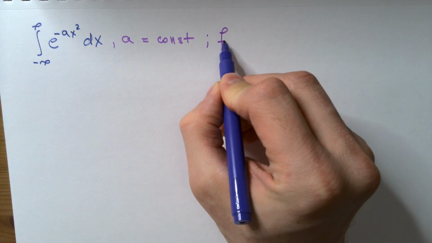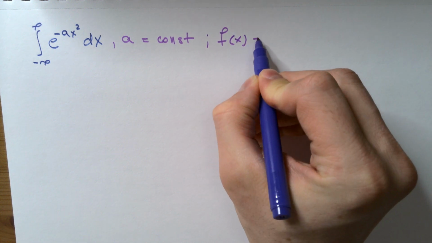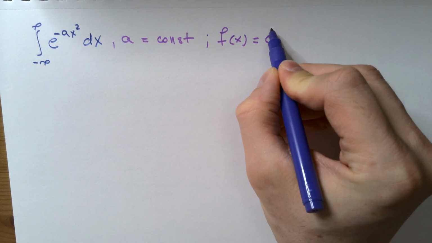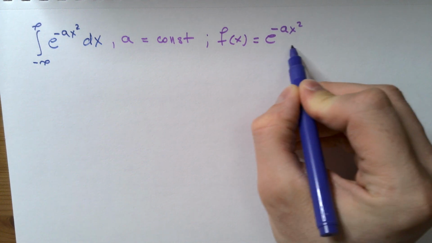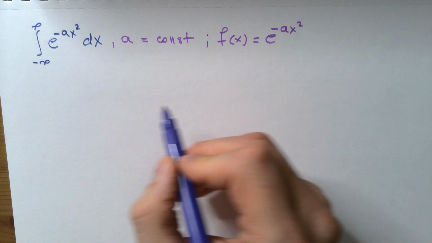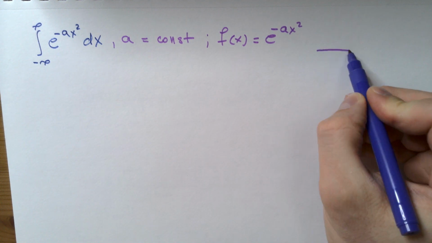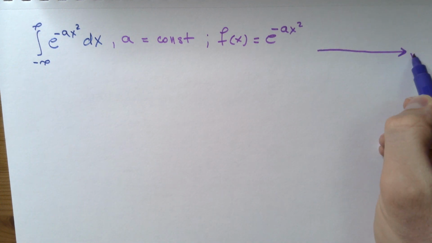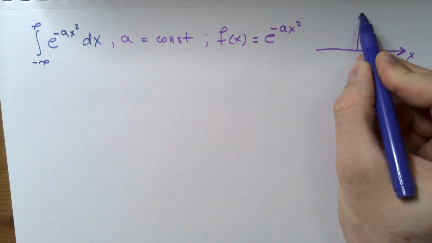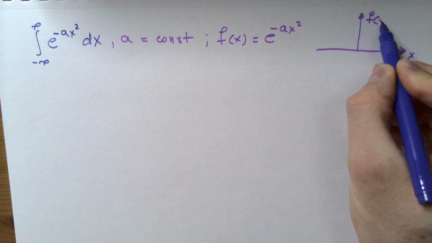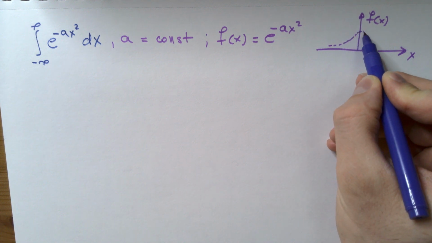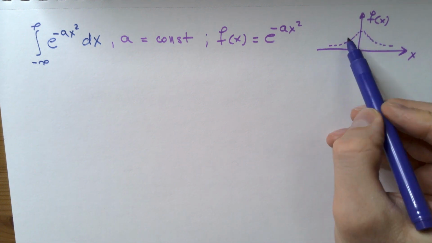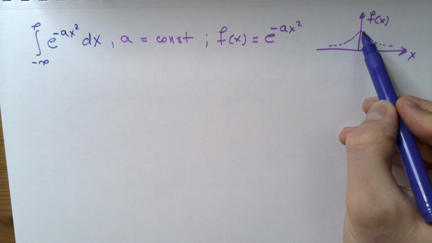If we identify function f of x is equal to e to negative ax squared, this function that you can see here under the integral has the following shape. If this is x, and here I plot values of the function f of x, this function is a Gaussian curve. Perfectly symmetric curve around the peak.